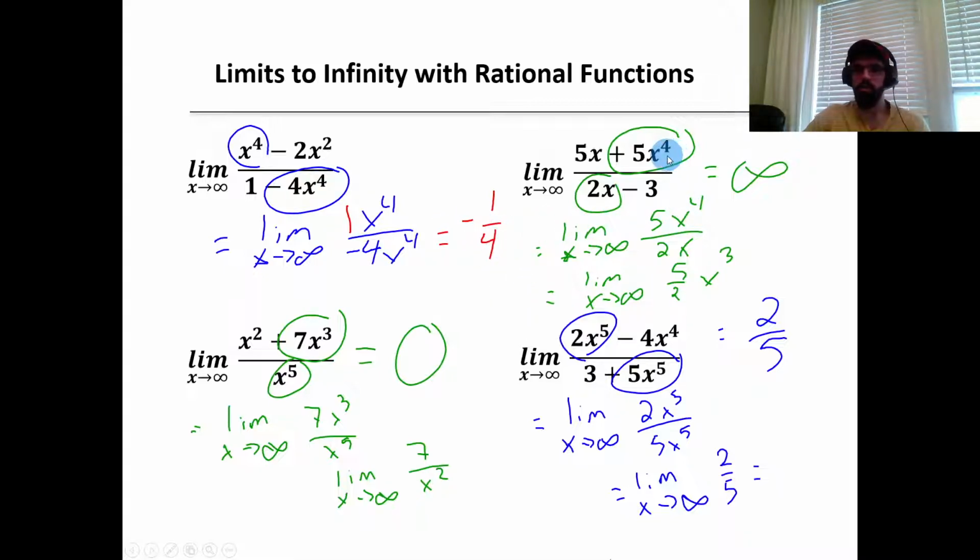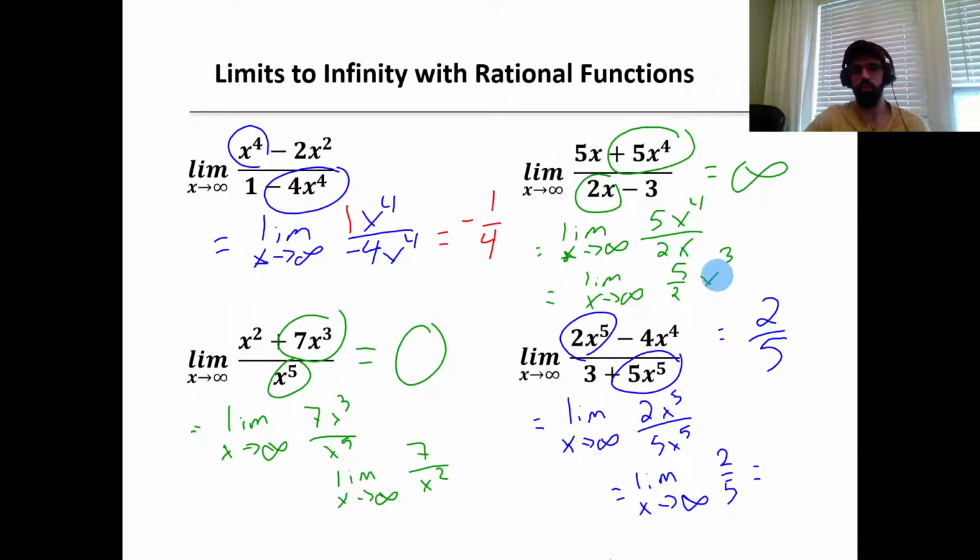Now in the next example, we have x to the power of 4 on top as our biggest power, and we only have x on bottom. So if we consider just those leading terms and we cancel an x out on top and bottom, we're left with 5x to the power of 3 over 2. And so we see that there's more infinities on top than there are on bottom.